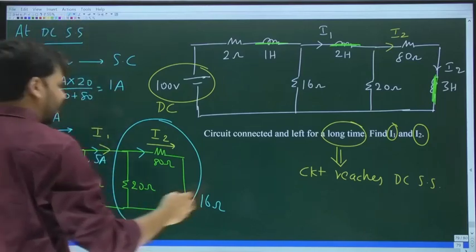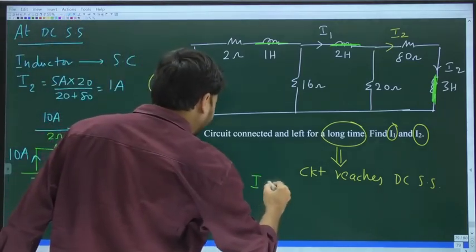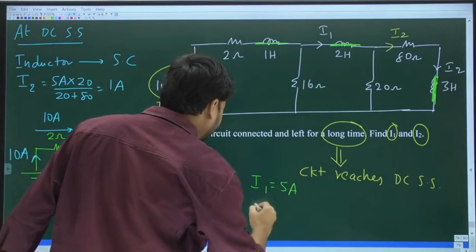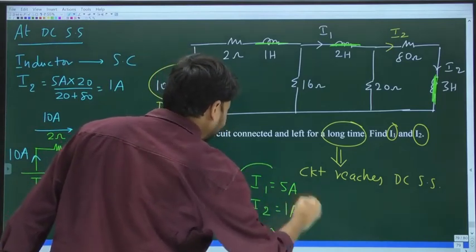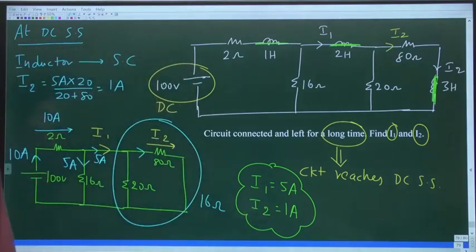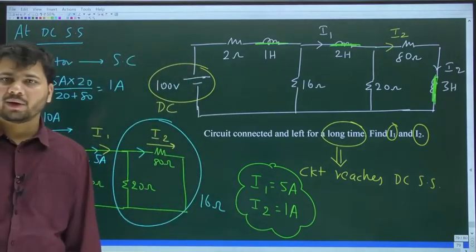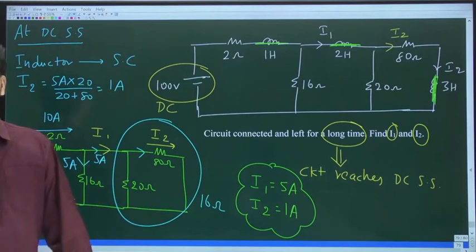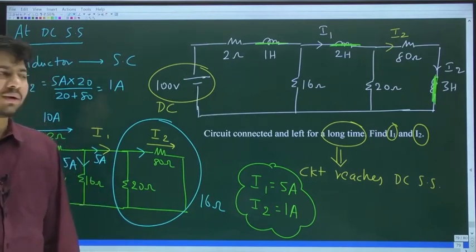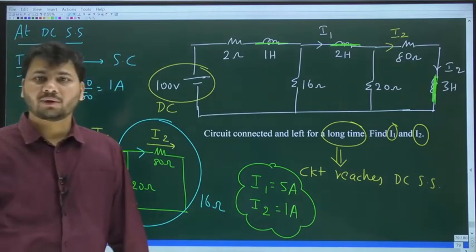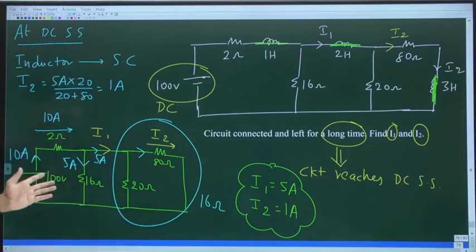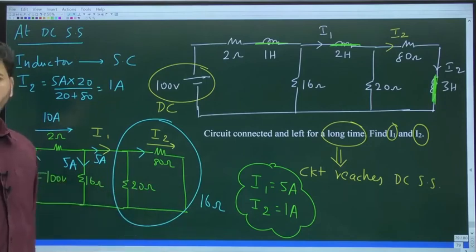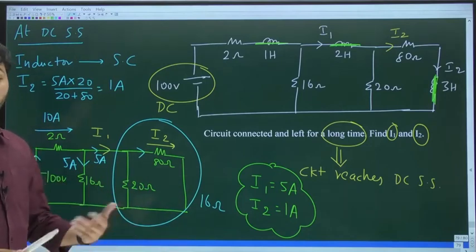So what are the final values of I1 and I2? I1 is 5 amps. I2 is 1 ampere. Clear, right? All I did is to draw the circuit at DC steady state, wherein I replace every inductor with a short circuit. Then it becomes a simple resistive circuit. It's all about finding the different branch currents.